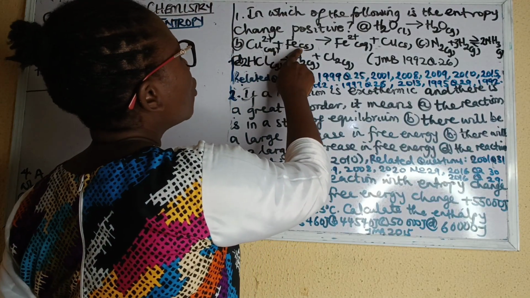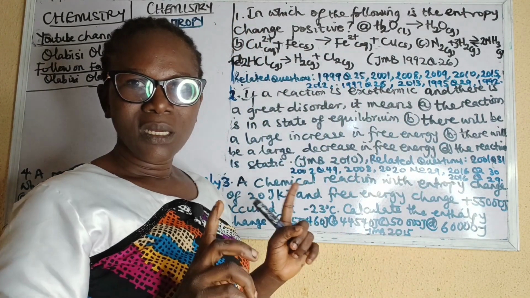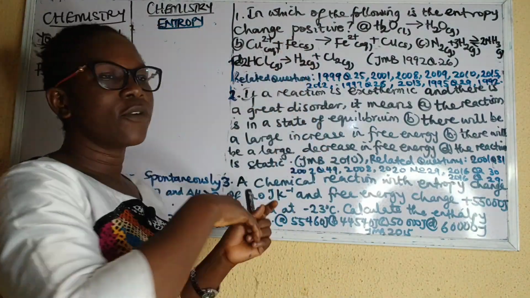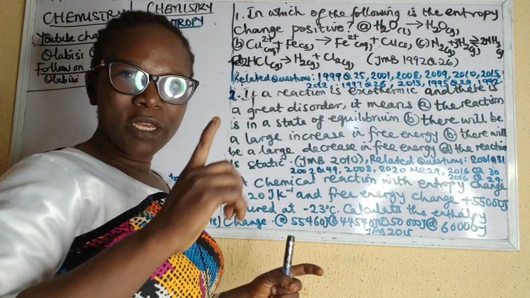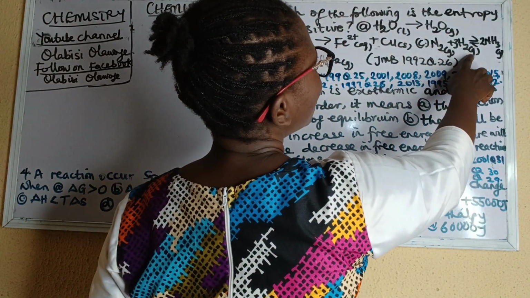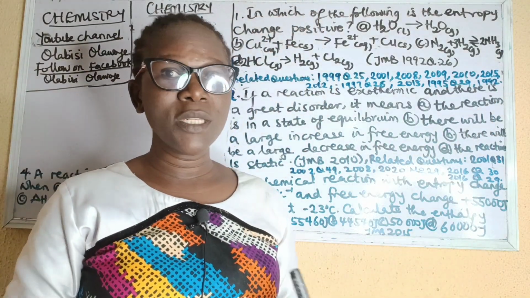Copper 2 ion plus iron solid to form iron 2 ion and copper solid. I don't think there's a change in entropy. There's just a change from solid to liquid here, so there's no increase in entropy. Nitrogen gas reacts with hydrogen gas to form ammonia gas. Everything is in gaseous state, meaning that the entropy is constant.